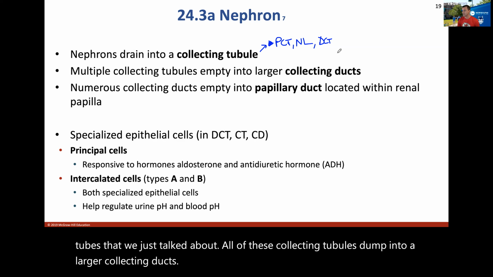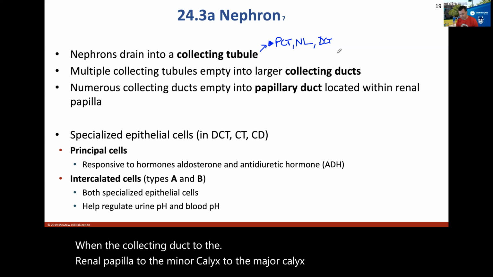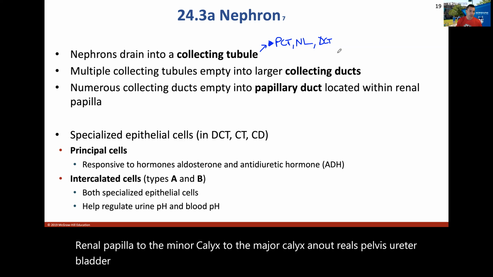From the collecting duct to the renal papillae, to the minor calyx, to the major calyx, and out the renal pelvis, ureter, bladder, urethra, toilet. There you go.